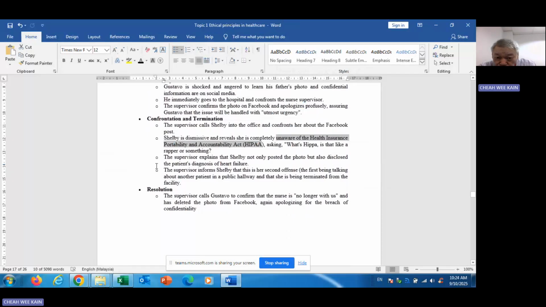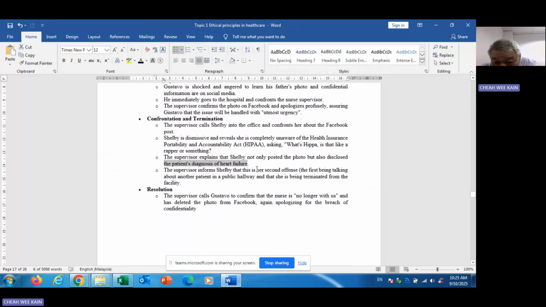So anyway, she should say, "I do know the law." Then explain that she not only posted the photo, but also disclosed the patient's diagnosis of heart failure. The son's father has heart failure, right? You disclosed it. That's confidential. Why confidential? It's the father's health condition, his personal condition, not to be made public. If he chooses, the father can post it on his own Facebook.